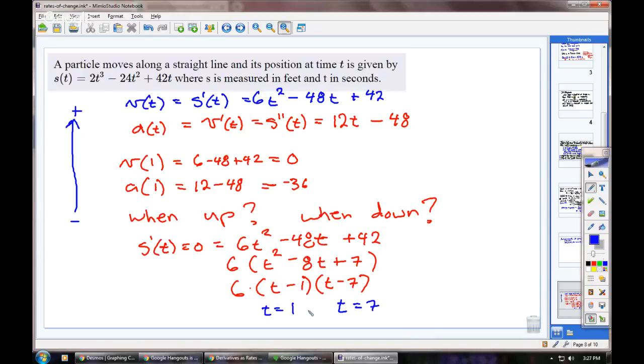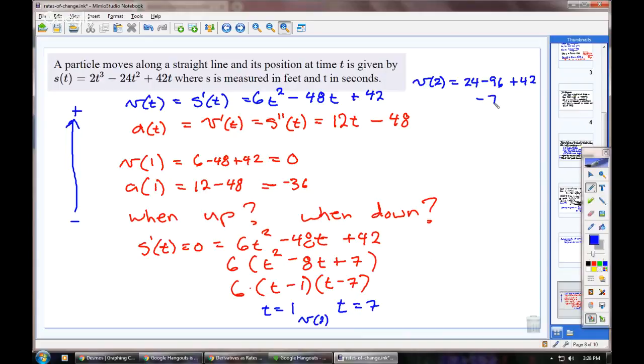Just kind of check what's happening in between here. A nice number in between would be 2. What's the velocity at 2? Velocity at 1 is 0, velocity at 7 is 0. If we plug 2 into our velocity equation, v of 2 is going to be 6 times 4 is 24, 48 times 2 would be minus 96, and then plus 42.